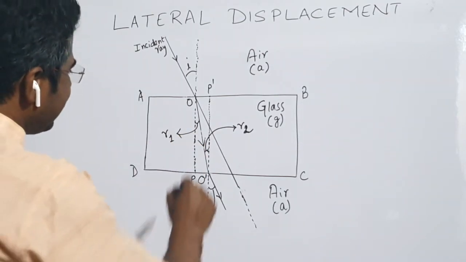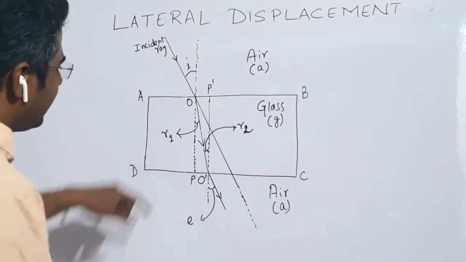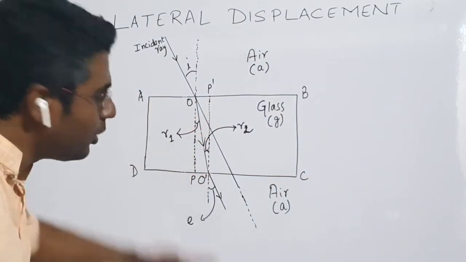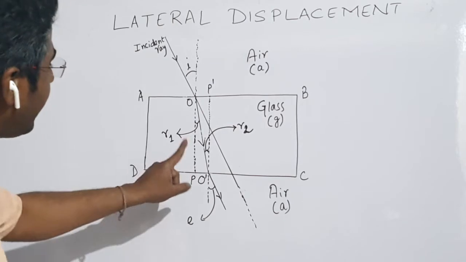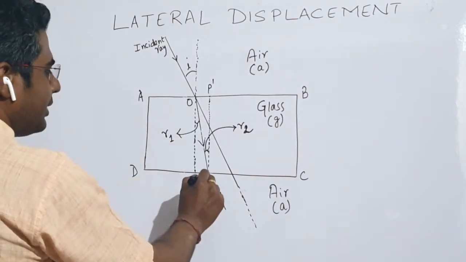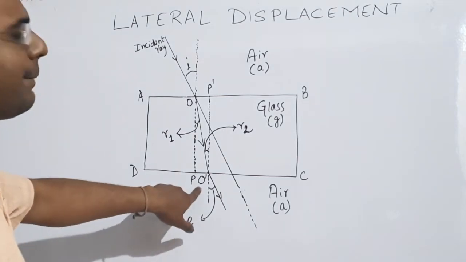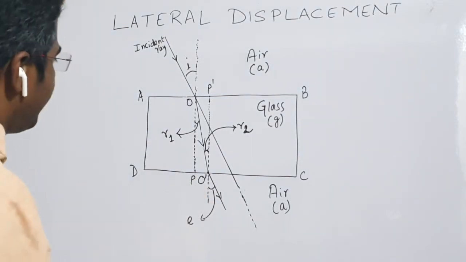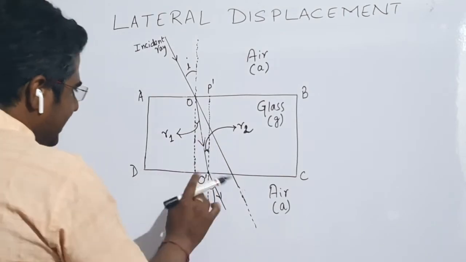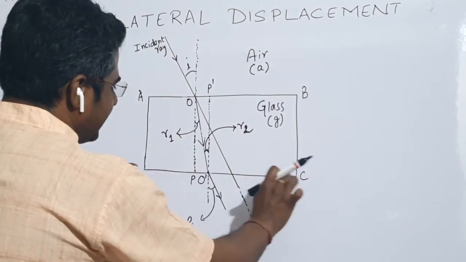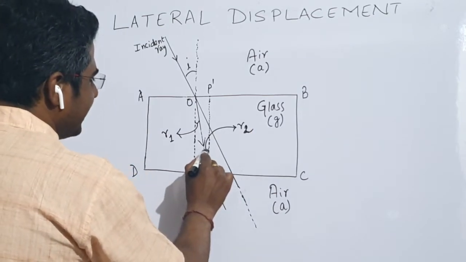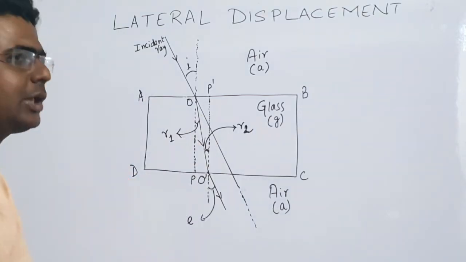Now it is hitting another interface, from the second face of the glass block to air again. Now again when I am reaching one interface, I will draw another normal from this point of incidence, which I have marked as O dash. Next, there will be one angle for this refraction. For this refraction from glass to air, there will be an angle of incidence, right? I have marked it as R2.